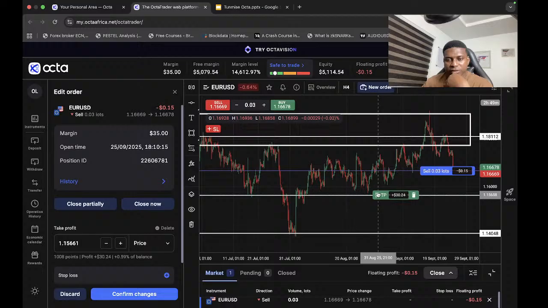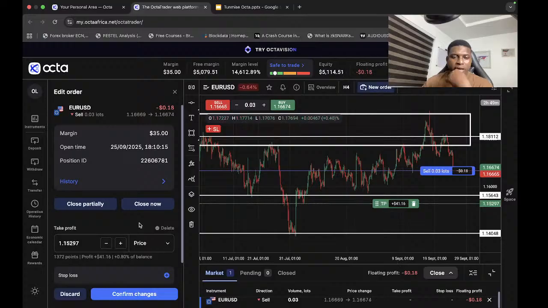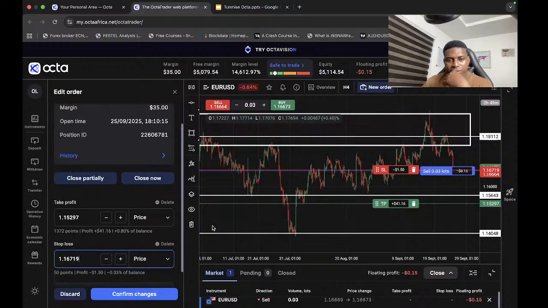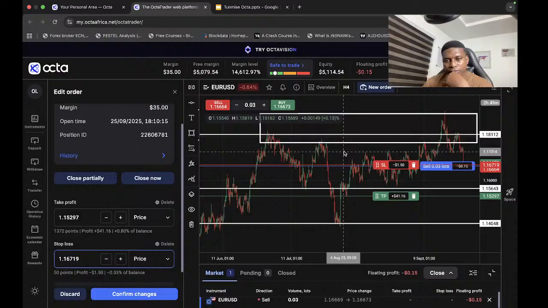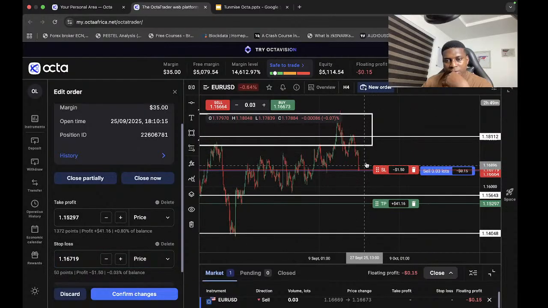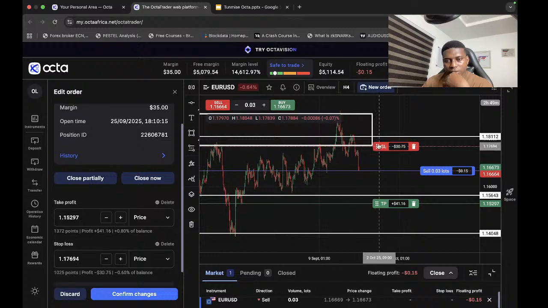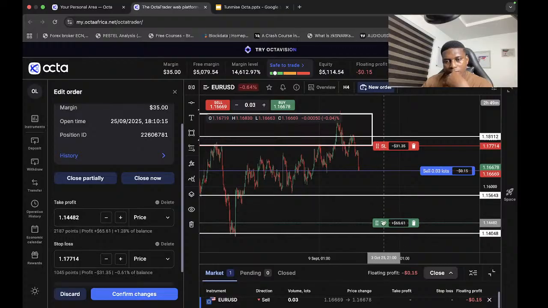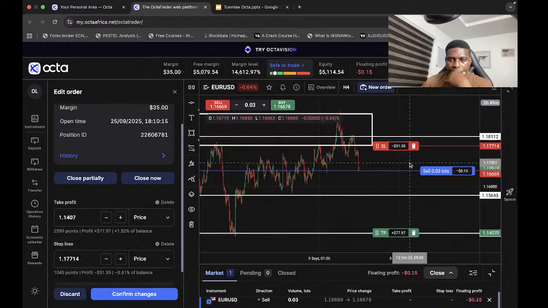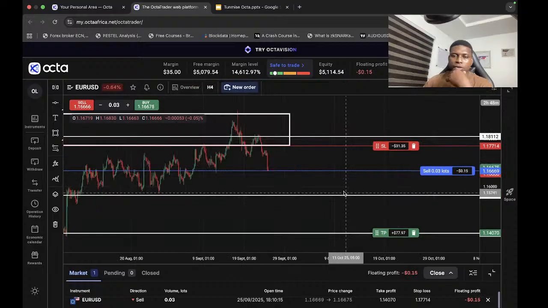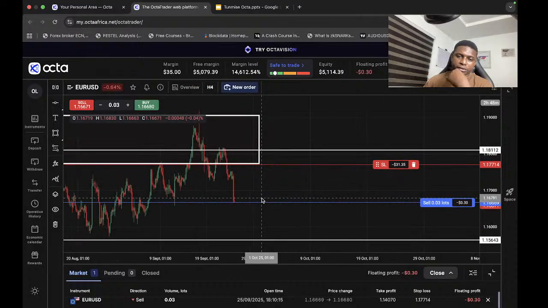Let me see, here or here. Okay, and then I would set my stop loss above it, so we can set my stop loss here. So if I'm setting my stop loss here, then my take profit needs to be reasonable. Good. Okay, and I would confirm my changes, and now I have set my stop loss and my take profit.